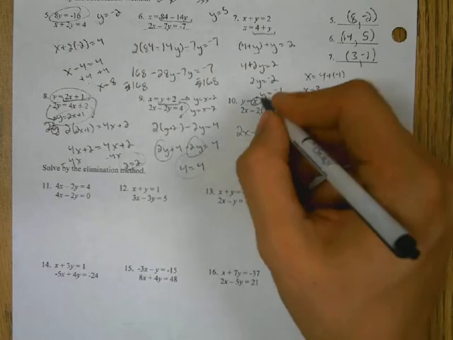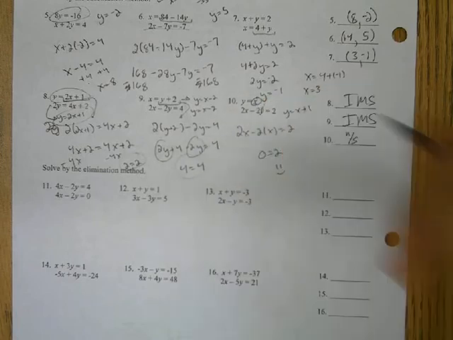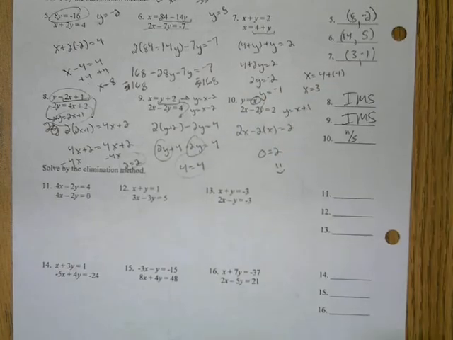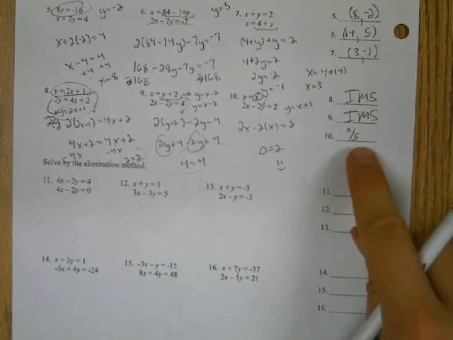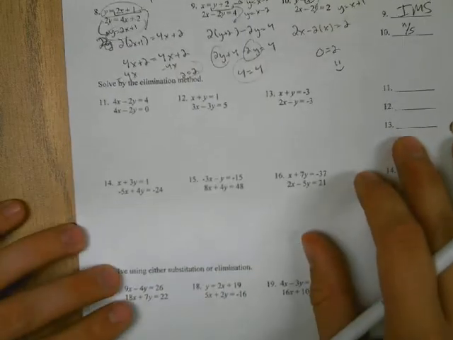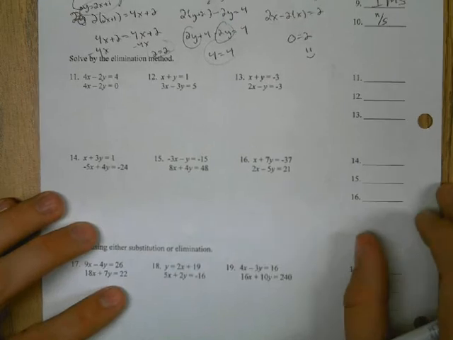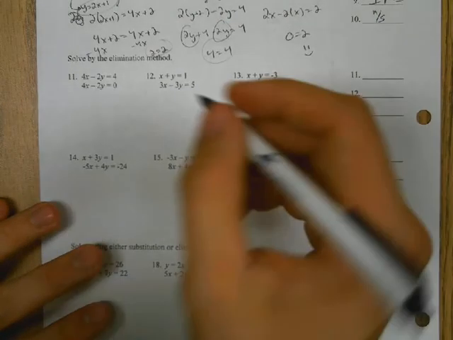You'll notice same slope, different y-intercept. These are parallel lines. They will not cross. Thus, no solution. Move on to the elimination. Now, elimination is a little bit easier. Well, a little bit faster.